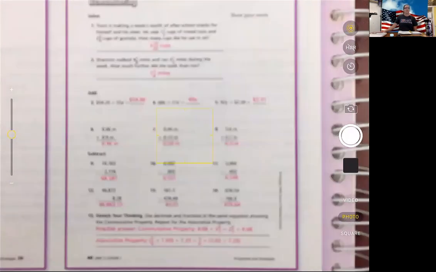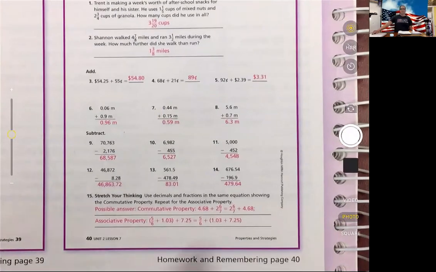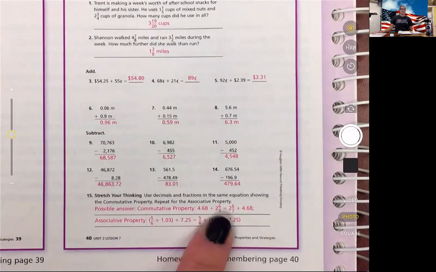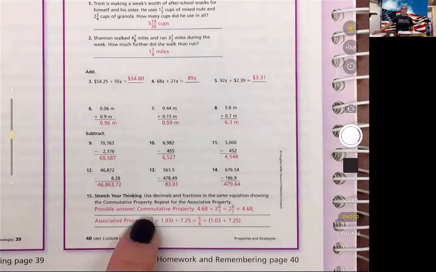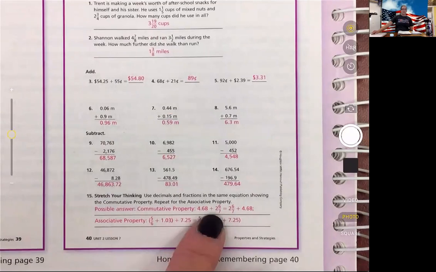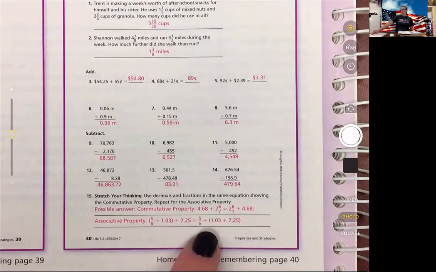The main part to the stretch your thinking one is that you needed to have decimals and fractions in your equations, okay? It didn't matter what they add up to. That wasn't the important part. The important part was that you were showing the commutative property, the one where the order doesn't matter. So 4 and 68/100 plus 2 and 67/100, I can flip-flop those and do 2 and 67/100 plus 4 and 68/100. Answer doesn't matter, but decimals and fractions showing the commutative property.